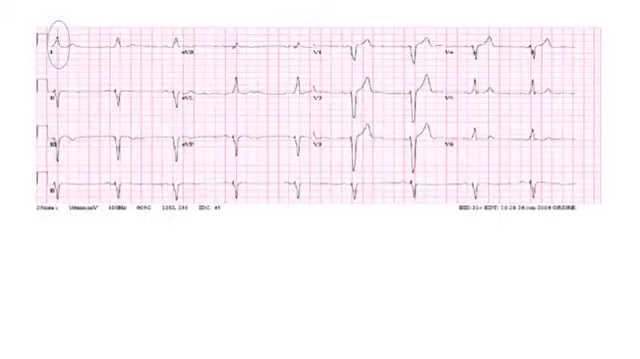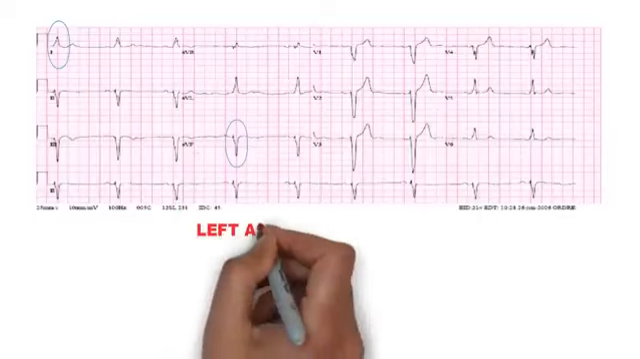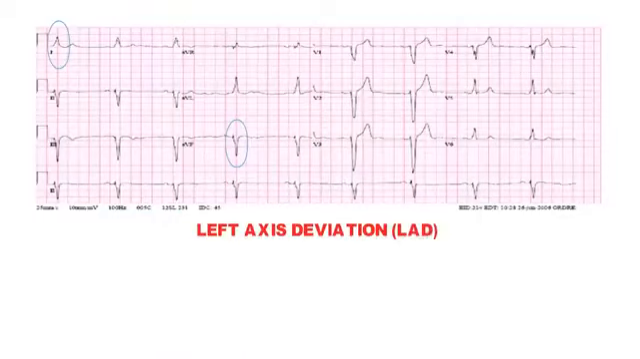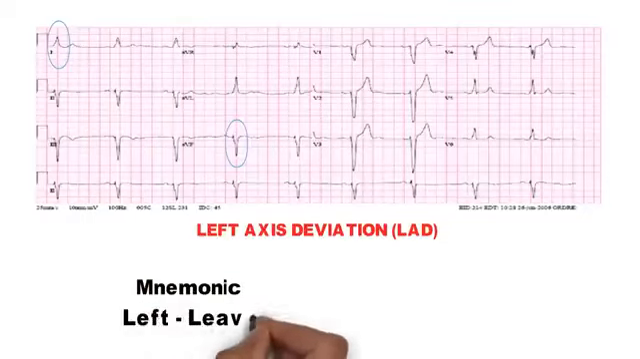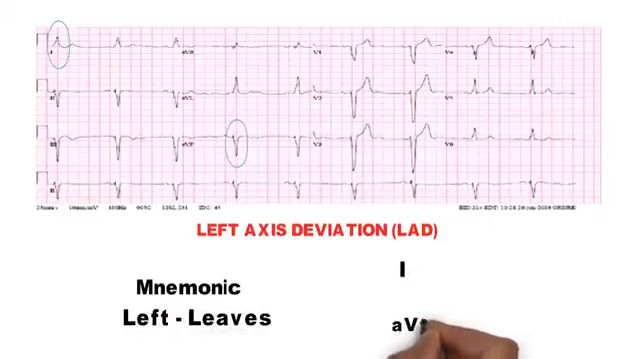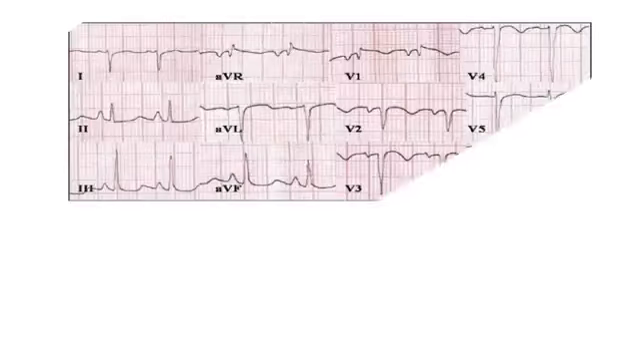Now look at this ECG. Net QRS in lead 1 is positive and net QRS is negative in aVF. So this ECG is showing left axis deviation or LAD. And you can remember this by the mnemonic "left leaves," where net deflection in lead 1 and aVF are in opposite directions, as if they are leaving.